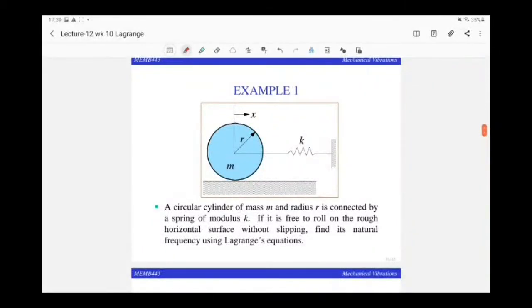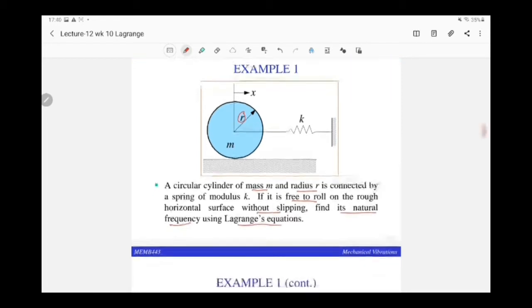So let us take a look at example 1. You have a circular cylinder of mass m and radius r, connected to a spring of modulus k. It is free to roll on a rough horizontal surface without slipping. We want to find its natural frequency using Lagrange equations.